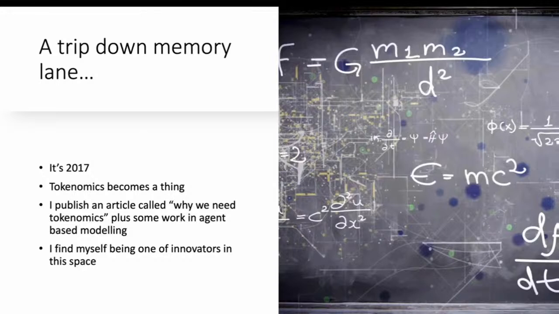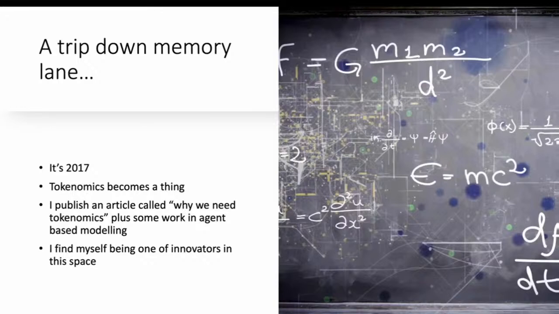So first of all, a trip down memory lane. Let's start with the birth of tokenomics. So we're in 2017. This is when tokenomics first becomes a thing. These are the days of ICOs, for those of you who were there, like Ethereum. Anyone could create their own token on Ethereum and try to raise money through an ICO and so on and so forth.